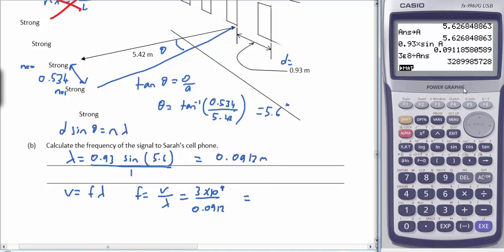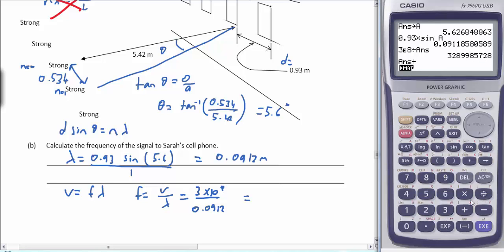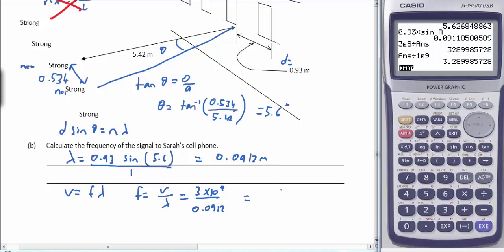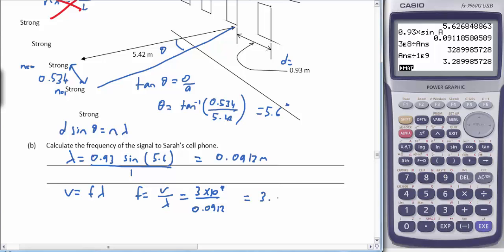I've got this massive number that's too hard to write down, and so if I count how many digits, 1, 2, 3, 4, 5, 6, 7, 8, 9 digits, I'm going to divide by 1e9 to make sure I counted right, and I did, and so the answer is going to be 3.289 times 10 to the power of 9 hertz. And so if I was to write that more correctly, it'd be 3.29 times 10 to the 9 hertz.